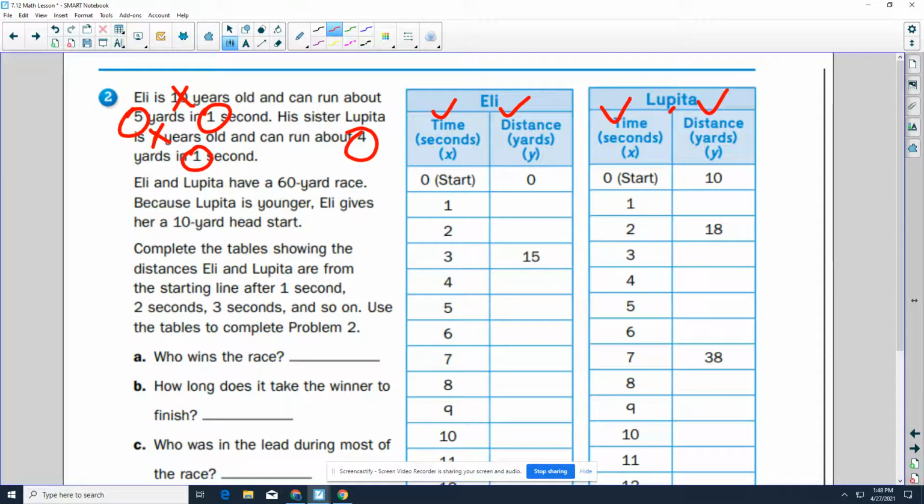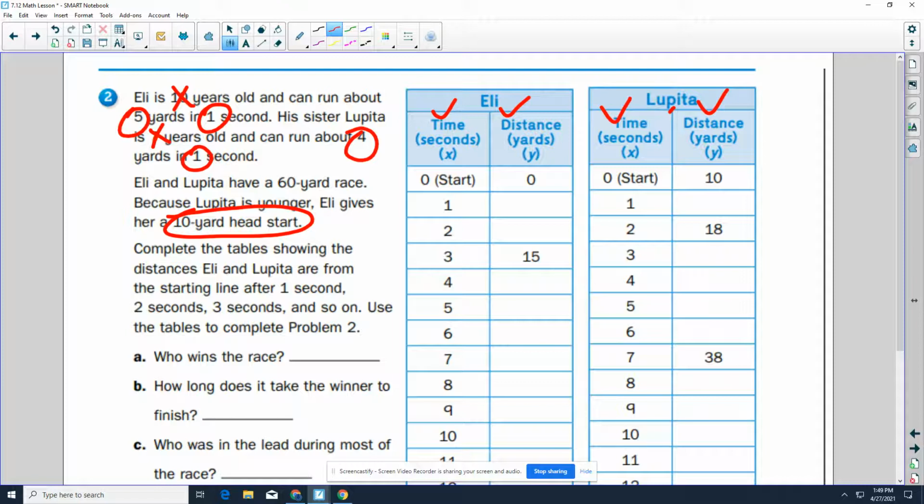Eli and Lupita have a 60-yard race. Because Lupita is younger, Eli gives her a 10-yard head start. Complete the table showing the distance Eli and Lupita are from the starting line after 1 second, 3 seconds, and so on. Use the tables to complete problem 2. Okay, so we know it's a 60-yard race. Eli gave her a 10-yard head start. So that means that Lupita got to start before Eli did. So we just need to kind of look at the rule here.